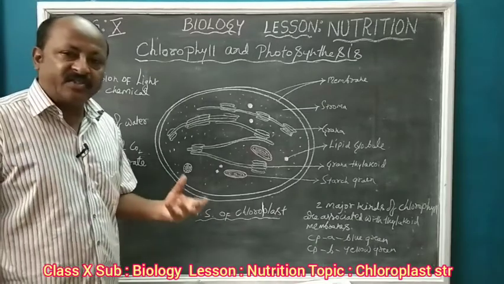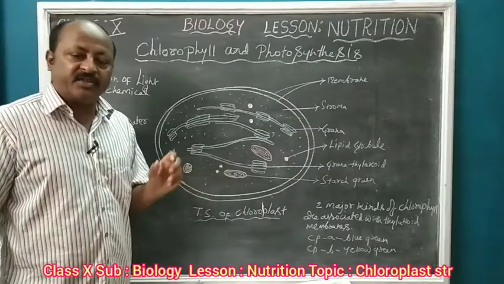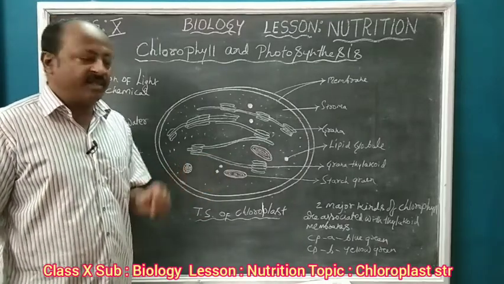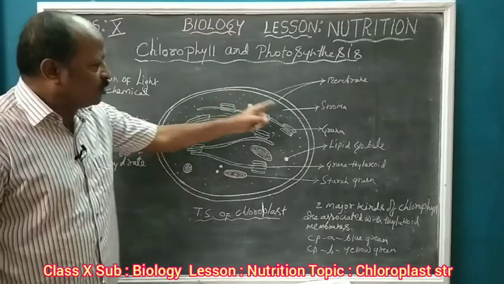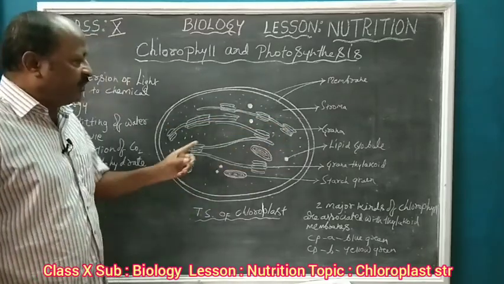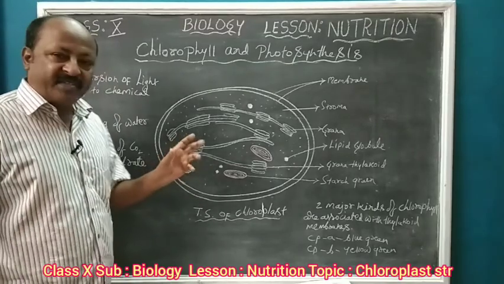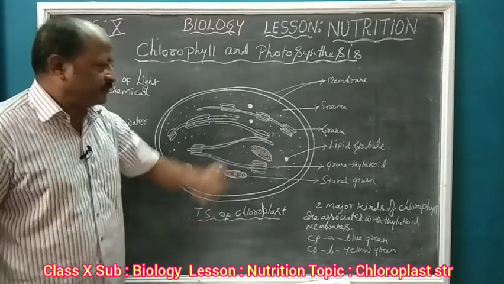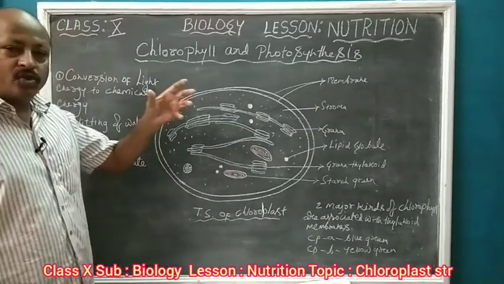So when we are studying the structure of the chloroplast, the chloroplast is a membranous structure present in the plant cell. It has got three membranes. These are the outer two membranes, and the third membrane is stacked, forming a stacked sac-like structure called granum, and this granum is considered to trap the solar energy.